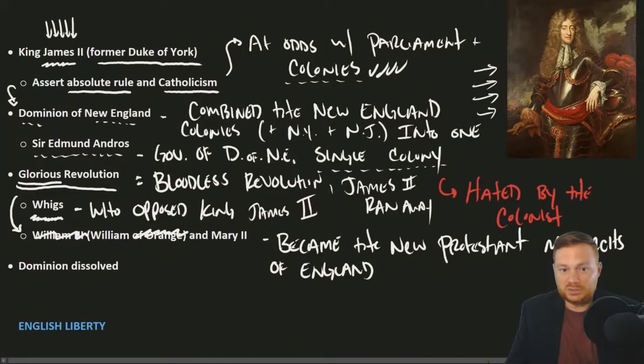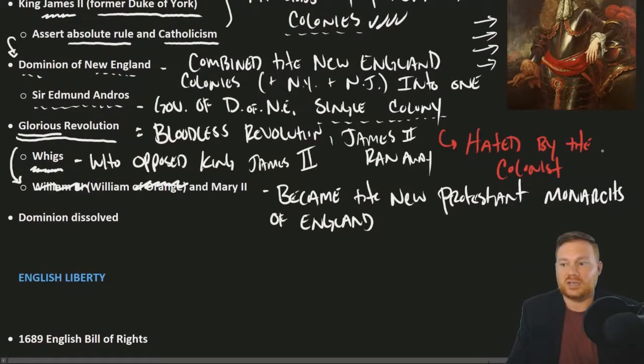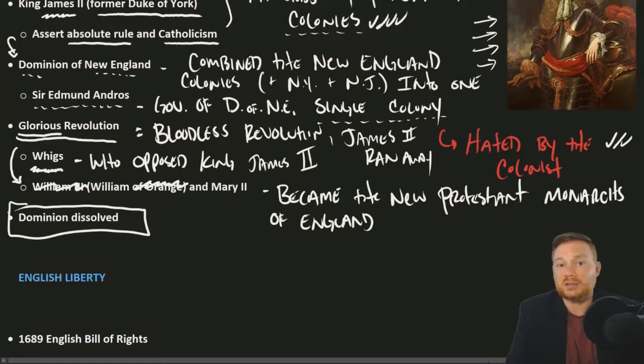And as a result, this dominion, which was, again, hated by the colonists, eventually was dissolved. So many of the colonies got back their charters. Some didn't. So, for example, the Plymouth colony ceased to exist. It was instead merged with the Massachusetts colony. The colony of New Haven ceased to exist. But you had the recreation of Massachusetts, Rhode Island, Connecticut, New Hampshire, New York, New Jersey. All those colonies got their political power back.